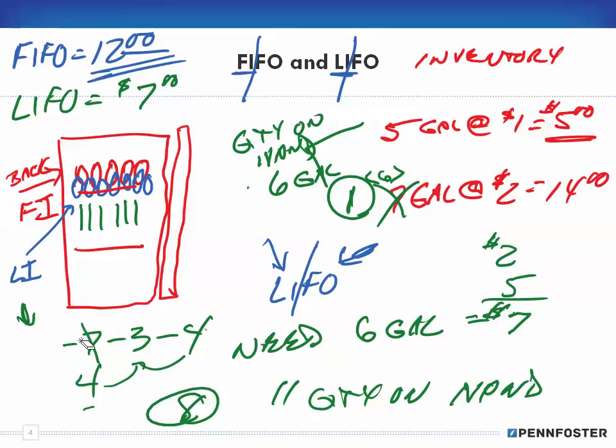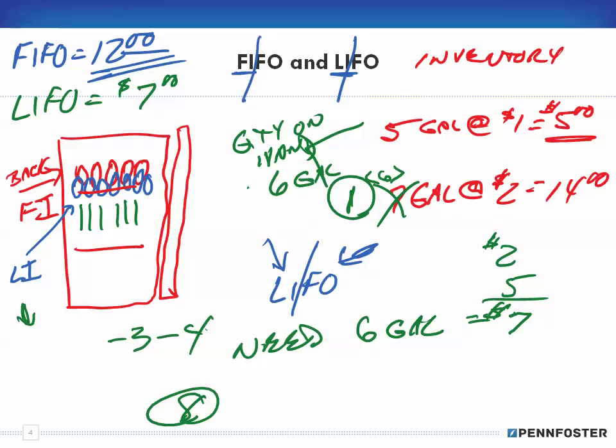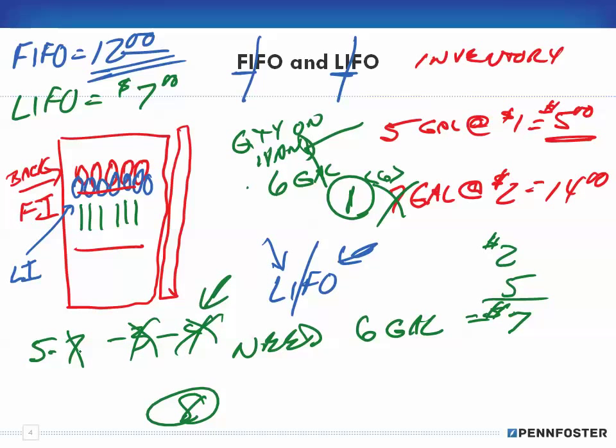Now for LIFO, see, I had 5 and 7. Okay, now for LIFO, it's just the opposite. Which ones were the last ones in are the first ones I'm going to take out. Well, the last ones I put in were here. They're in the front of the refrigerator, so I'm going to take out 4. I'm going to take out 3, that's 7, and I need 1 more out of this group of 7, so I have 6 left. Notice my quantity on hand is still 11, right? I have 5 and 6 is 11. But depending upon the price of these, that's going to change the value of the inventory.